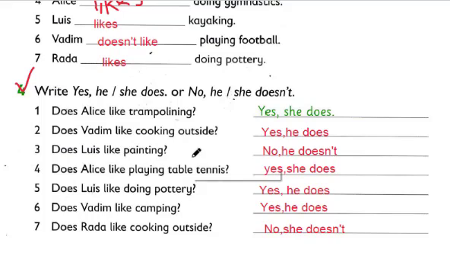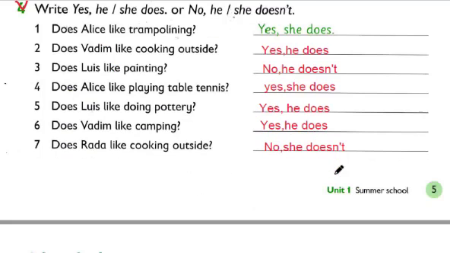Does Louis like painting? No, he does not. Does Alice like playing table tennis? Yes, she does. Does Louis like doing pottery? Yes, he does. Does Vadim like camping? Yes, he does.